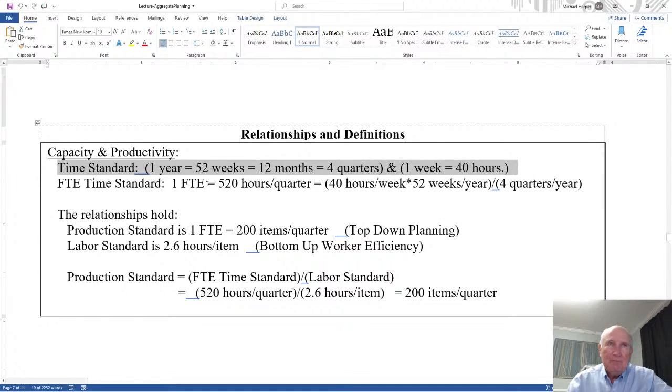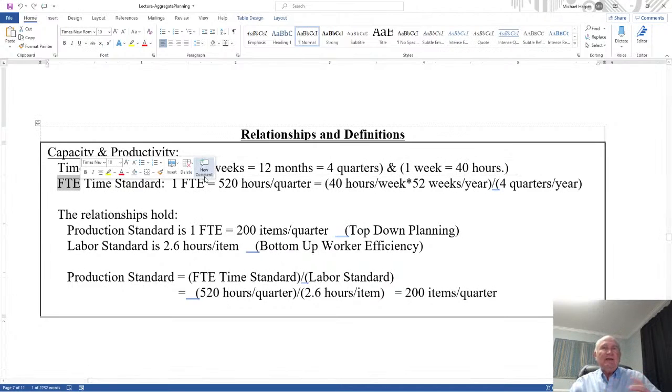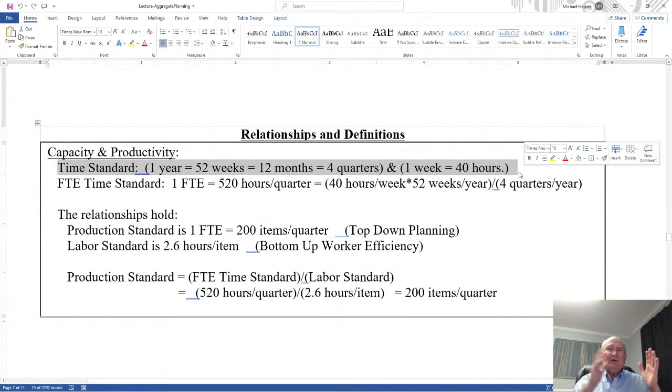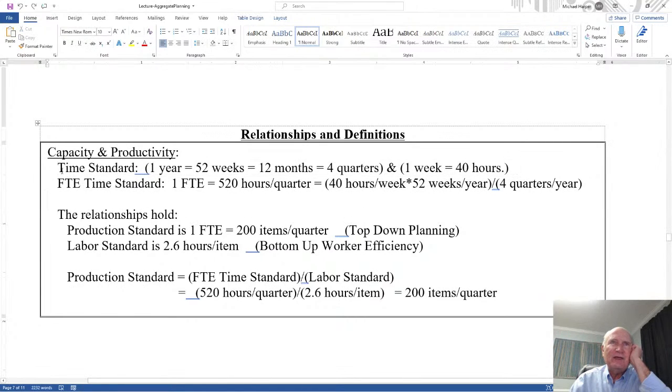But then the FTE time standard, in other words, an FTE, based on this time standard is, well, 1 FTE equals 520 hours per quarter. All that means is we're taking hours per quarter using this standard up here. For example, 40 hours a week times 52 weeks in a year gives you hours per year. Divide by 4 quarters per year gives you hours per quarter. In other words, what the FTE time standard is doing is taking this time standard and saying, well, how many hours are there in a week, in a month, in a quarter, in a year? And a year is 2080. So where is that? Okay. And so these are just standards for everything we do in this course.